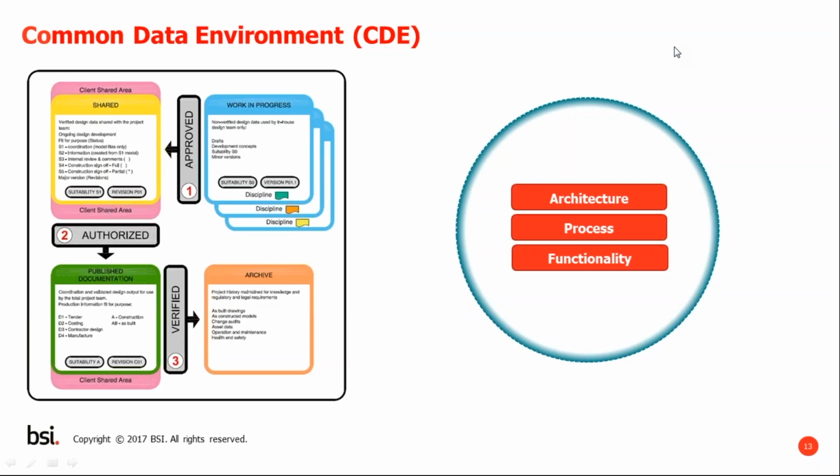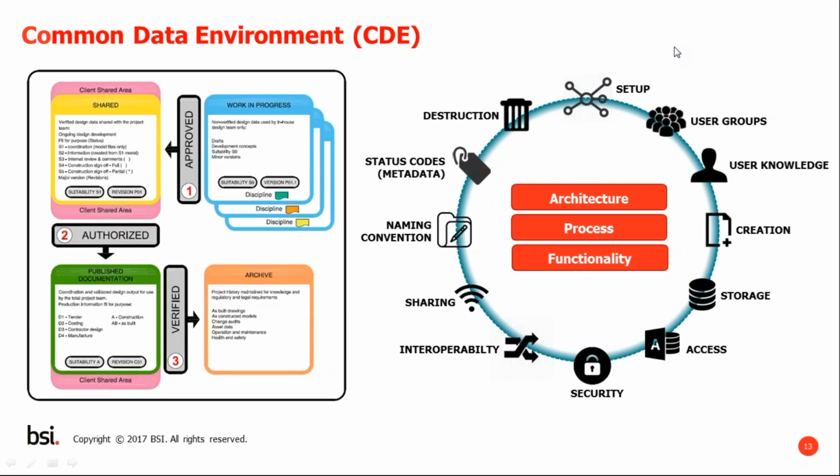The way in which we've looked at the common data environment is we essentially look at three areas: architecture, process, and functionality. For the architecture, we're looking at what software is being used, how is information stored, what's your server-based system. Then the process of setting up and managing the CDE, and then lastly, what's the functionality behind the CDE, so how is it being used in practice? And we look at all of these key areas. You can see for yourself, we have the access, the security, sharing, destruction.